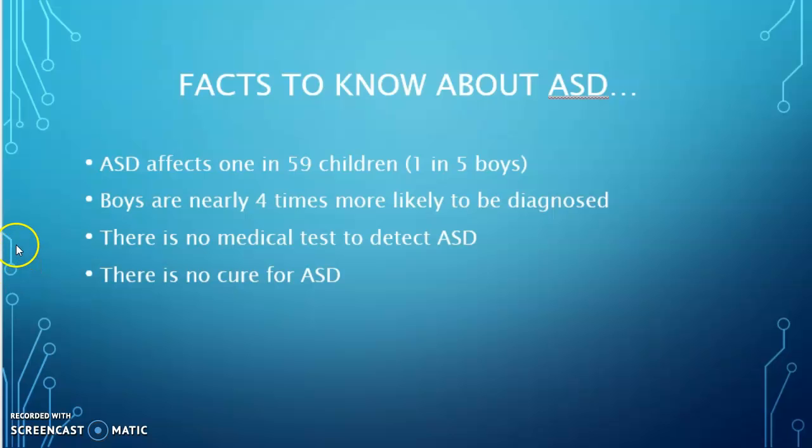Autism spectrum disorder is shown to affect 1 in 59 children, with 1 in 5 of those being boys. This is from the CDC 2018 study on the prevalence of ASD. This shows that boys are nearly 4 times more likely to be diagnosed with ASD than girls. Currently, there is no medical test that can detect ASD. There's also no cure for ASD.